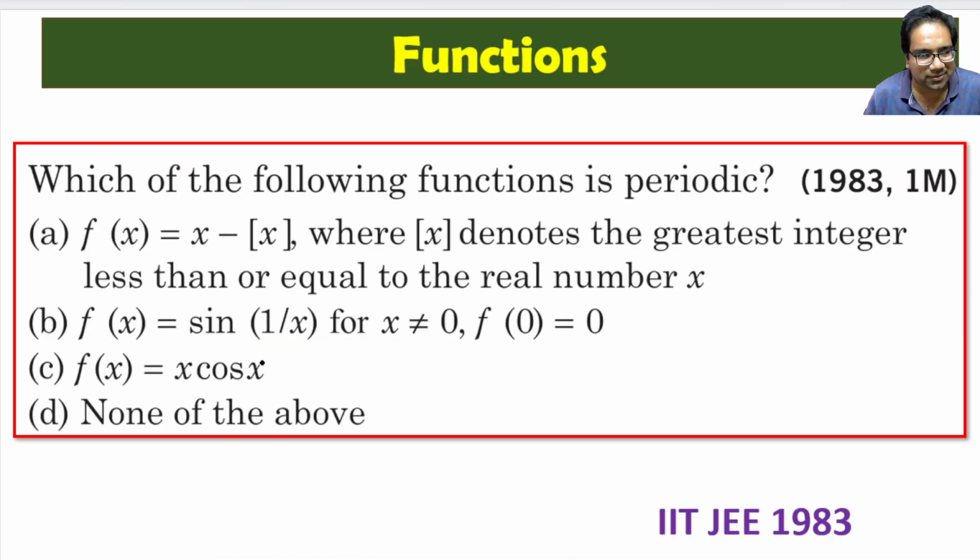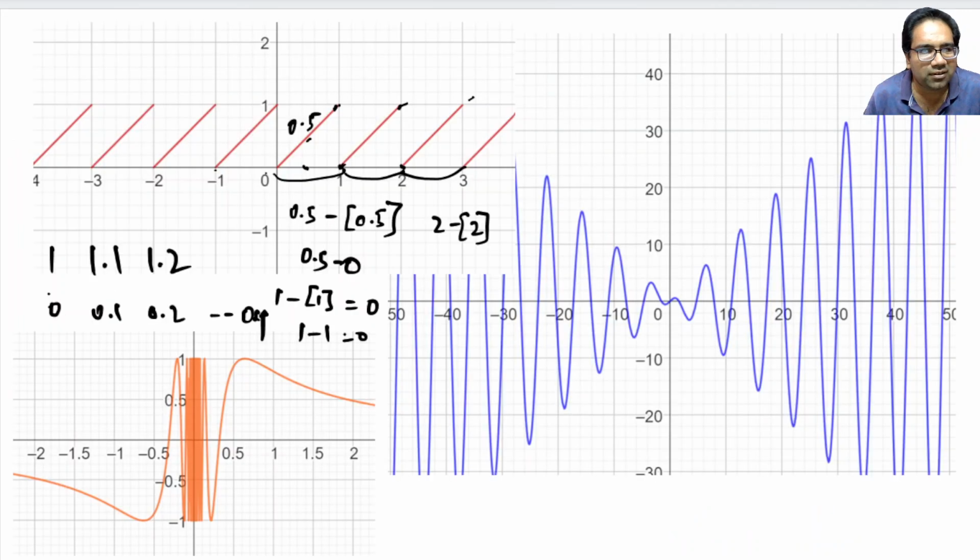Then sine 1 by x. See, when x increases, 1 by x decreases. Right? When x is becoming very large, 1 by x will become close to 0. So the graph will become close to 0 as x increases. And it will oscillate a lot when x is very small, very close to 0. What does that mean? 1 by x varies very fast. Whatever small change in x, 1 by x fluctuates a lot. That means the graph will take a lot of flips when it is close to 0.